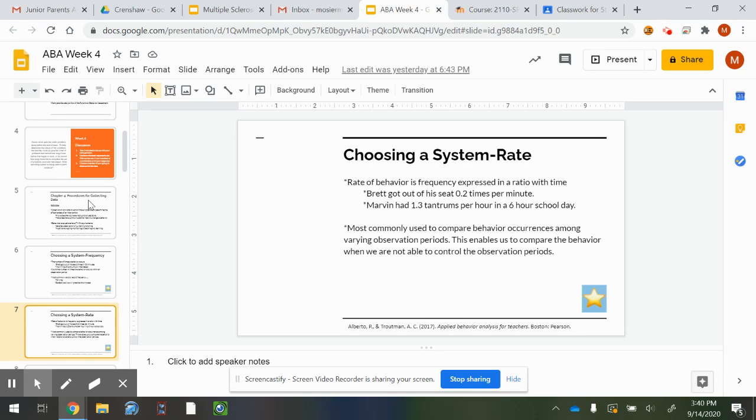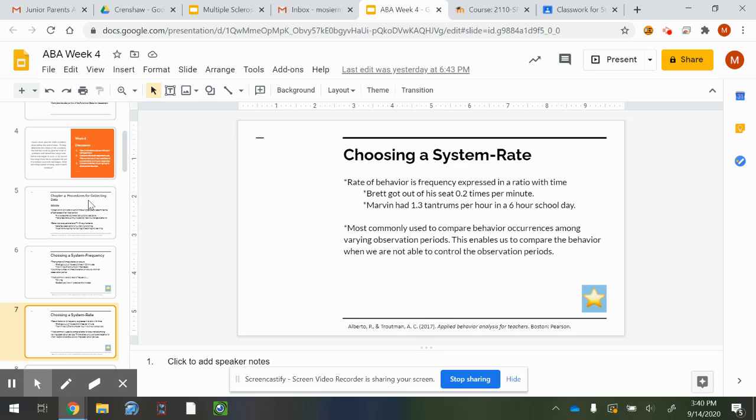So here, same two students. Brett got out of his seat 0.2 times per minute, and Marvin had 1.3 tantrums per hour in a 6-hour school day. So it's just taking that frequency and dividing it by the time period, by the rate. It's most commonly used to compare behavior occurrences among varying observation periods.